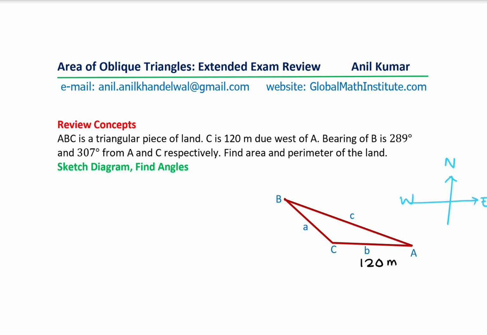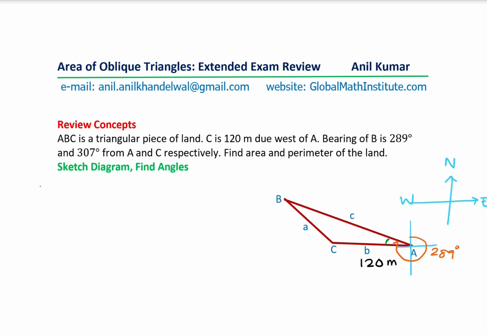So at point A, we'll draw the north and east and west line. So it is 289 bearing from A and 307 from C. So bearing is an angle which you always measure from north moving clockwise. So that angle we are talking about, and this angle is 289. So how do you find the angle A? This angle. So we'll call this angle A now.